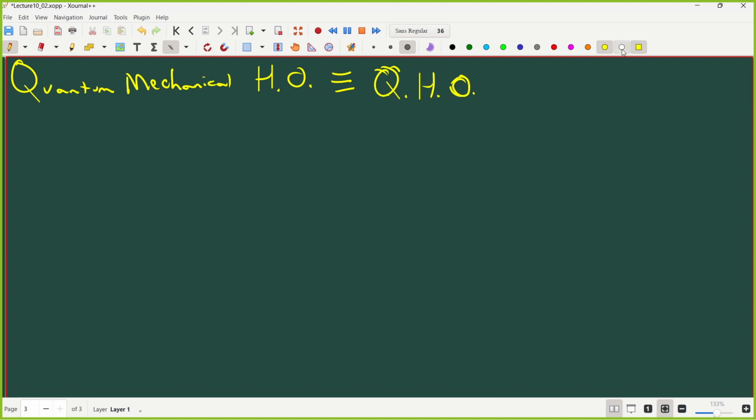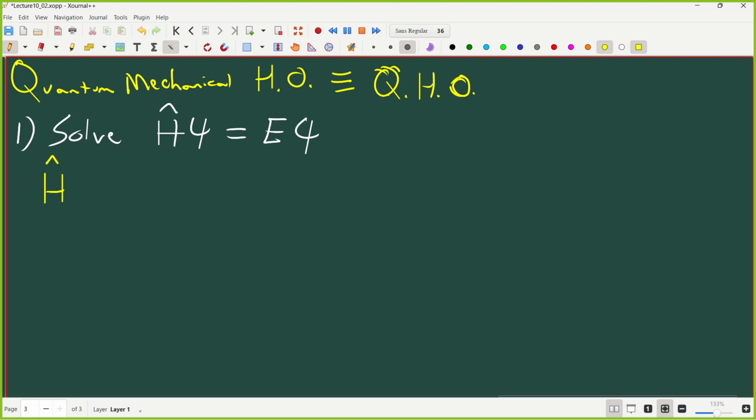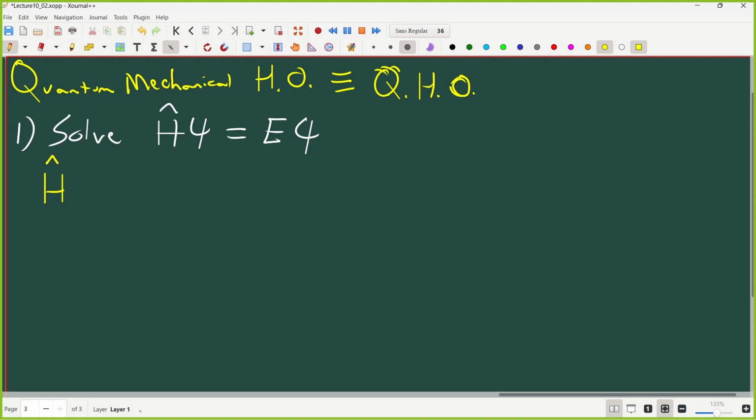So what we want to do in every problem that we set up in this class, or in quantum mechanics, the first thing we want to do is solve the Schrodinger equation, H psi equals E psi. This is what we do every time. So we have to come up with a Hamiltonian and then solve for the set of wave functions that satisfy this formula. I introduced the Hamiltonian last class, but let's go back through it again.